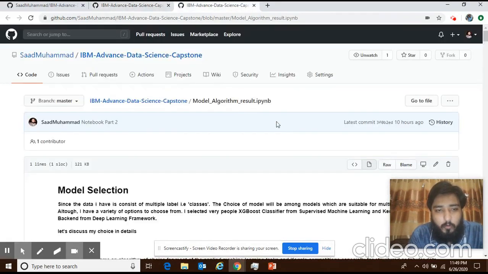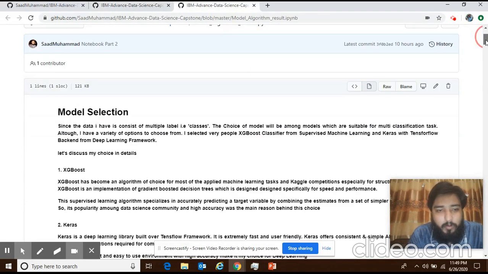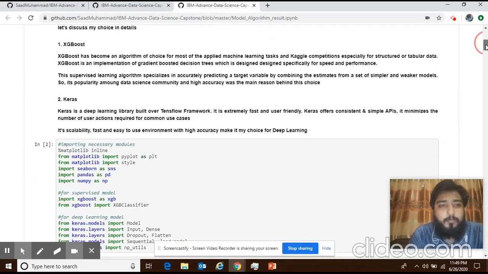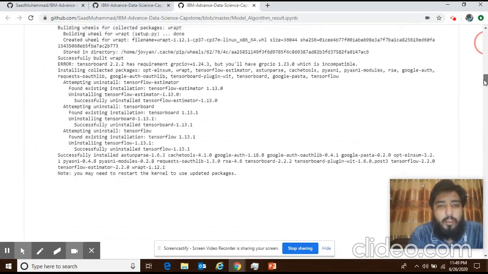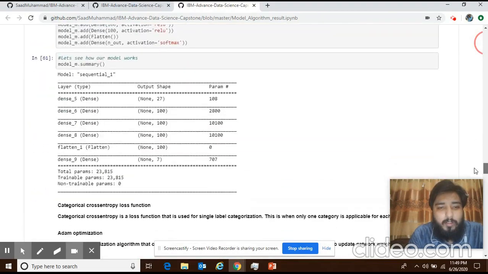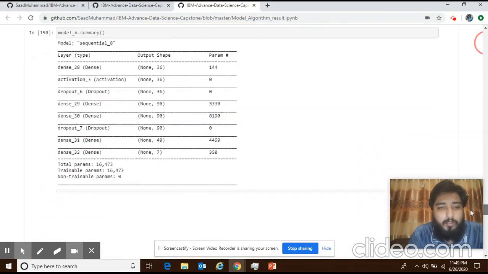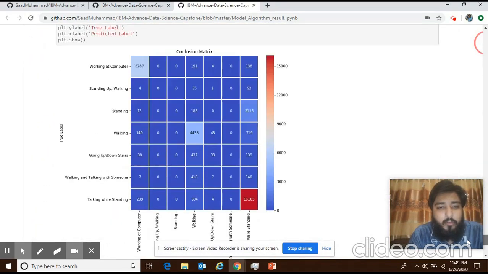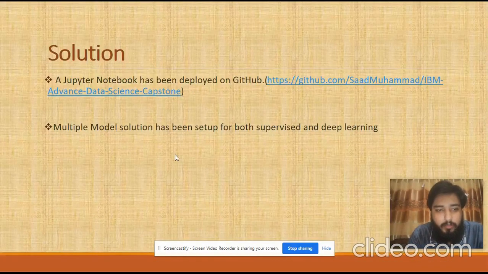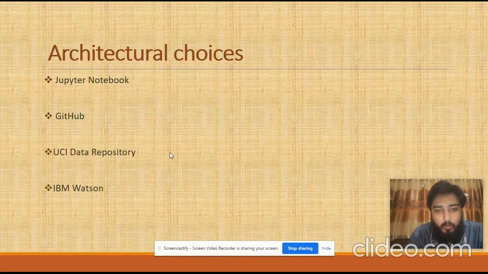And in the second notebook, I have selected my models. We'll discuss later which model I have chosen, as well as hyperparameter tuning and the output, why certain models were selected, and how much accuracy it had gained, and the confusion matrix in the end as well. So our presentation, okay, we have selected models for both supervised and unsupervised learning.